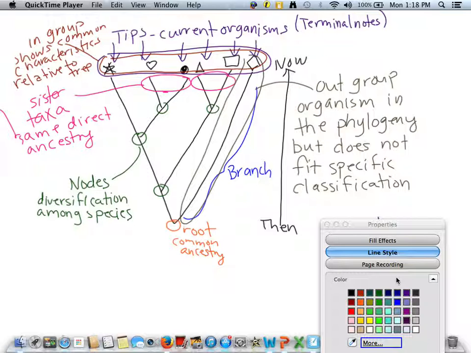And then that continues our notes. We're going to talk about natural selection tomorrow.